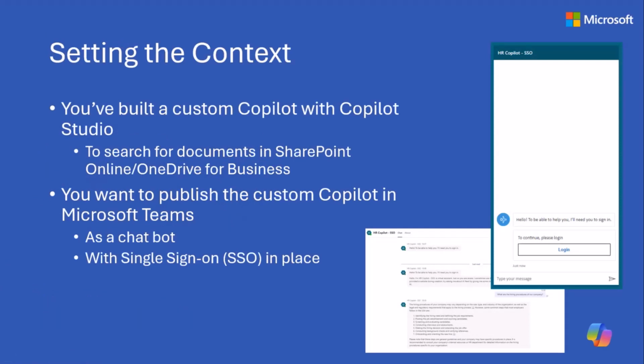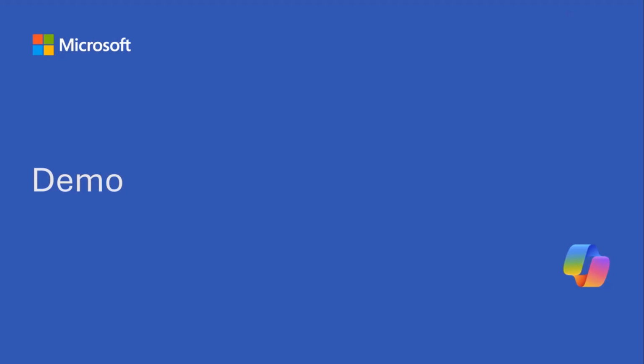You have a custom Copilot, you want to consume SharePoint Online data or OneDrive data, and you want to have it as a chatbot available in Teams with single sign-on capabilities to give a better user experience to your end users. So now I'll move to the demo environment, and step by step, we are going to configure everything that we need to accomplish this task.